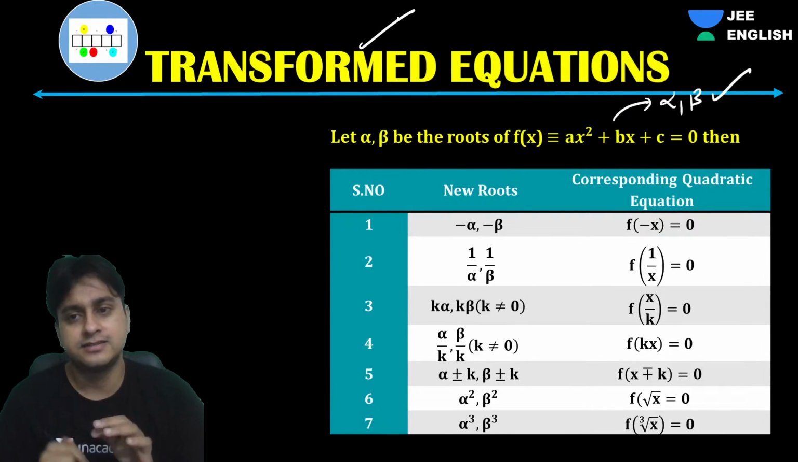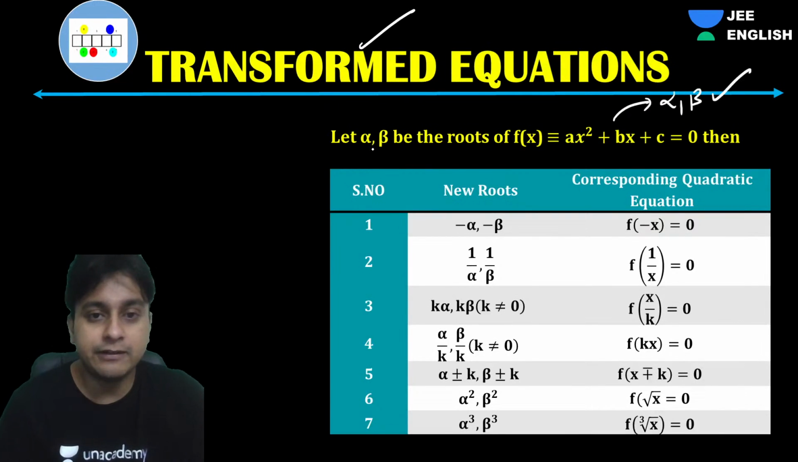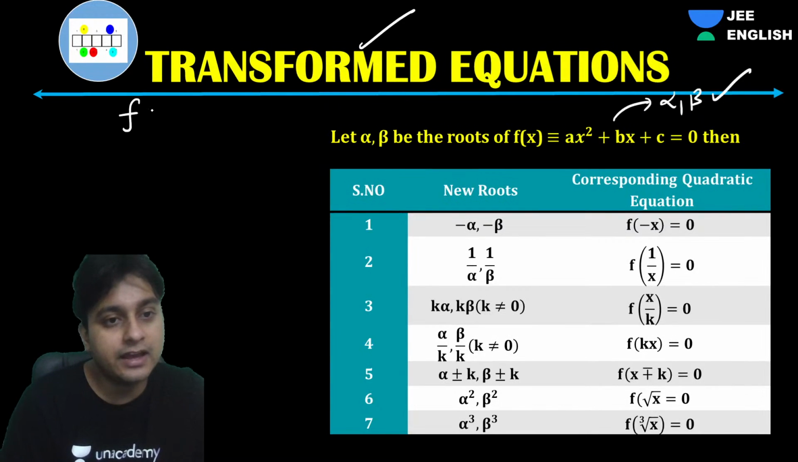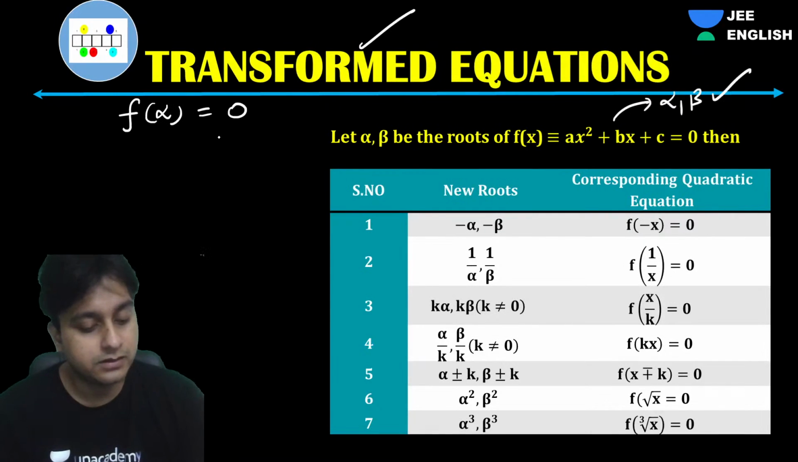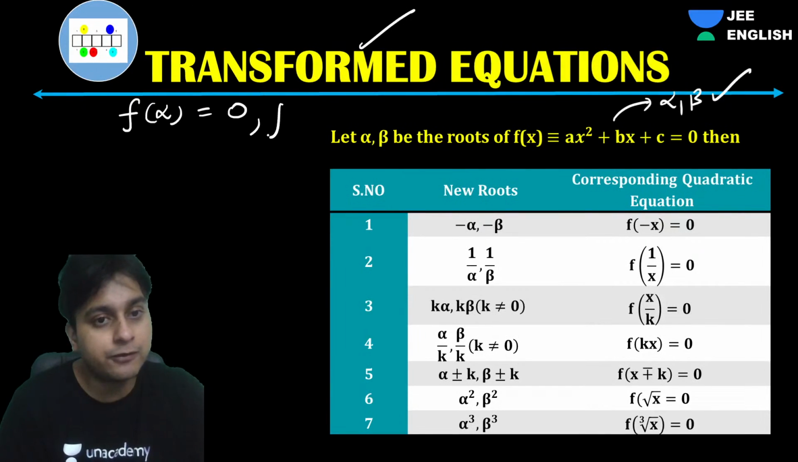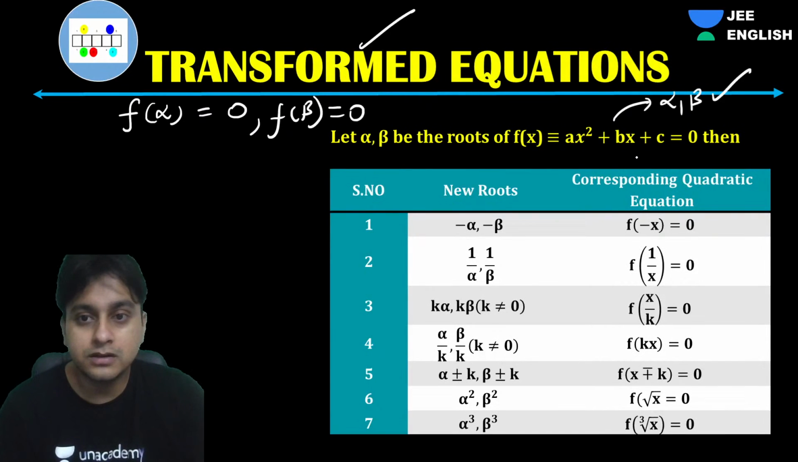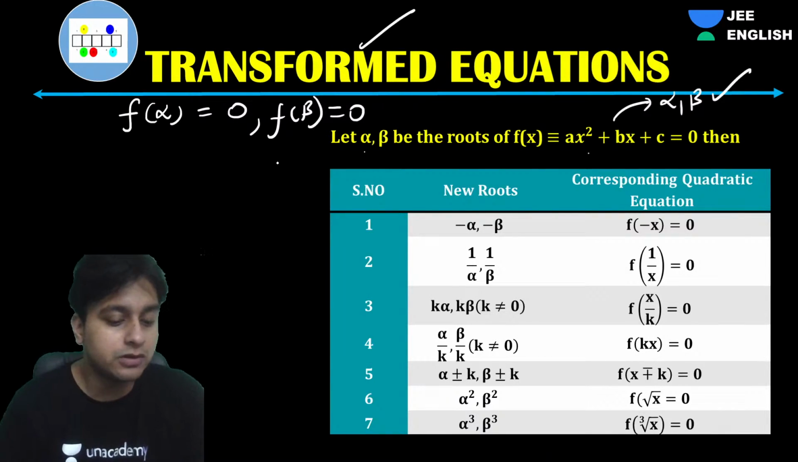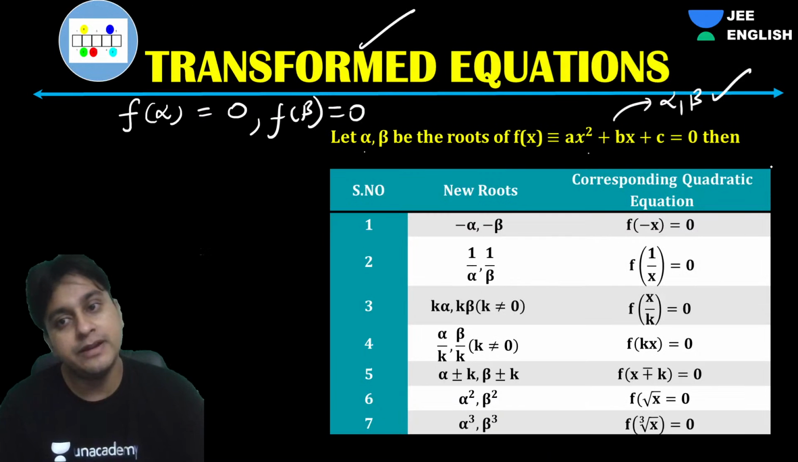Now, what is that? See, guys, if alpha, beta are the roots of this equation, we can definitely say that f of alpha will be 0. Isn't it? Can we say that? f of alpha will be 0, and so f of beta will be 0, right? Because when you put alpha here, you get 0 because that's the root. When you put beta here, you get 0, that's the root.